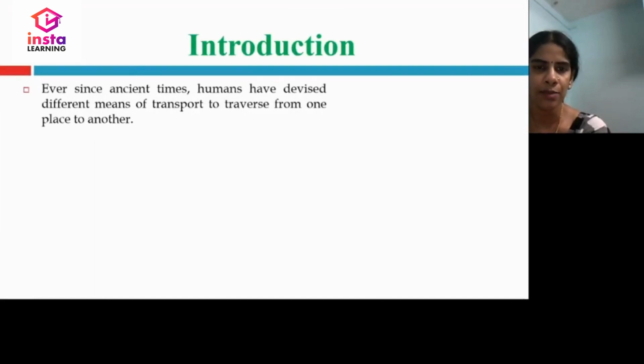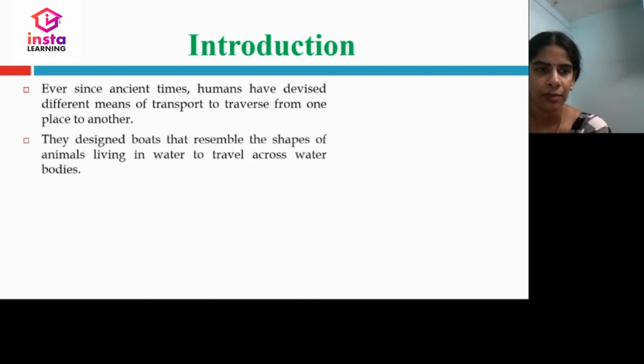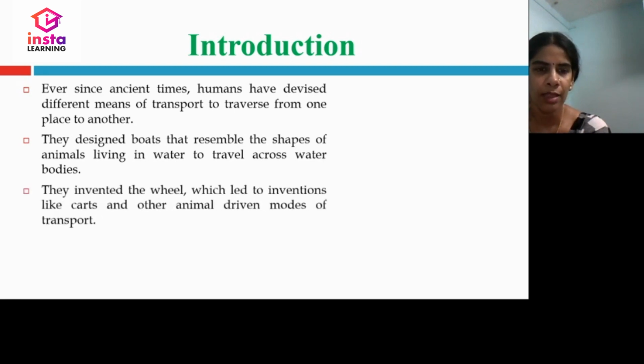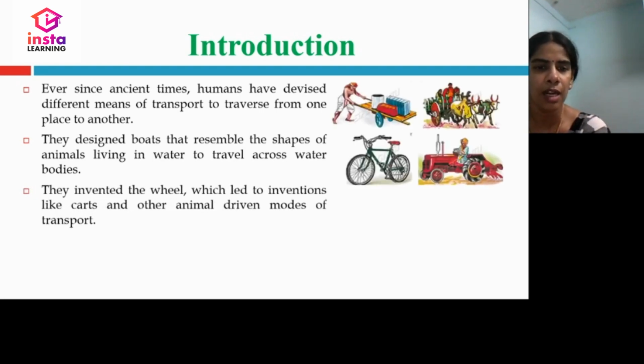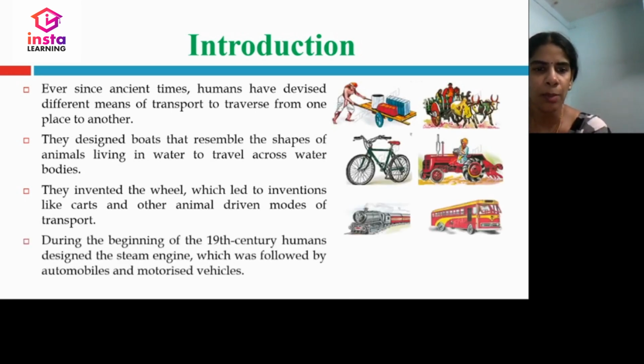Ever since ancient times, humans have devised different means of transport to traverse from one place to another. They designed boats that resemble the shape of animals living in water to travel across water bodies. They invented the wheel, which led to inventions like cars and other animal-driven modes of transport. During the beginning of the 19th century, humans designed the steam engine, which was followed by automobiles and motorized vehicles.